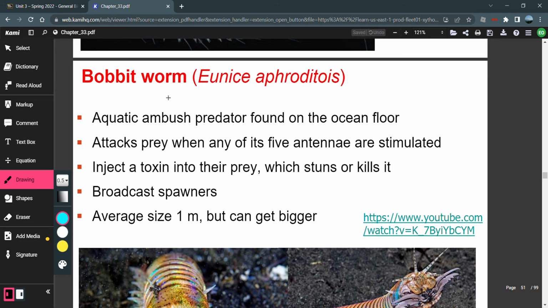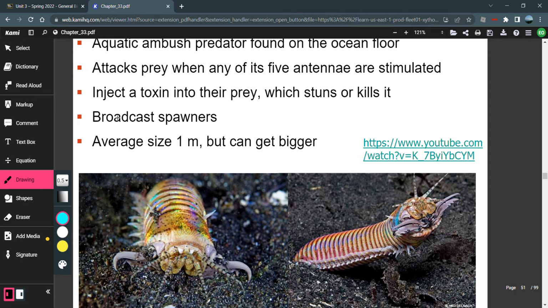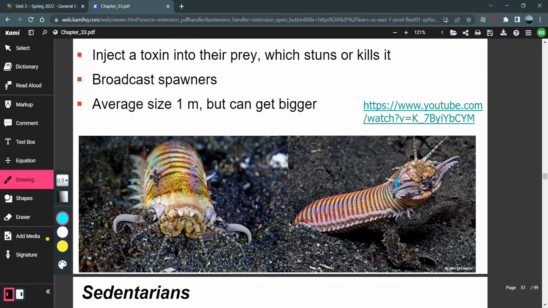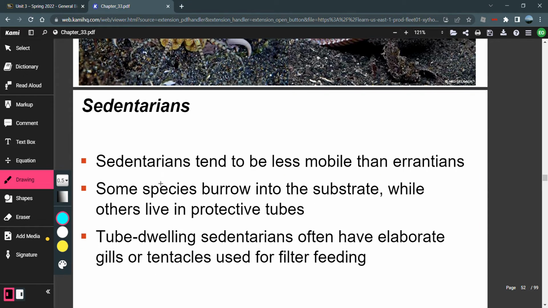So the bobbit worm is an aquatic ambush predator found on the ocean floor. It attacks its prey with its five antennae when they are stimulated, and injects a toxin which kills it. The average size is about 1 meter, so about 3 feet, but can get bigger. So pretty cool, right?